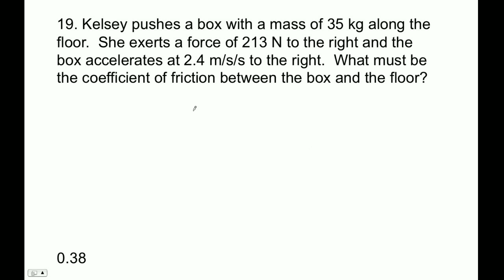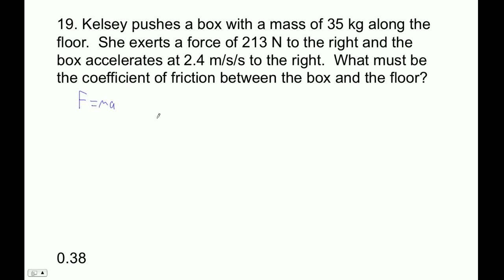Oh my gosh. Kelsey pushes the box. She exerts a force. What must be the coefficient? This is just like the previous problem. Let's approach it with a renewed vigor here. Let's see. So I think what we're going to do is solve an F equals ma problem.